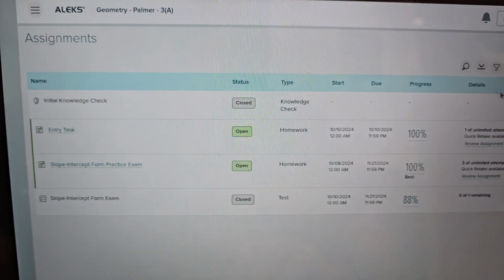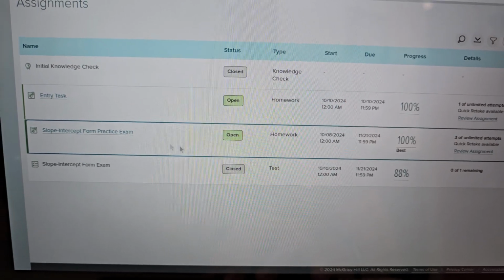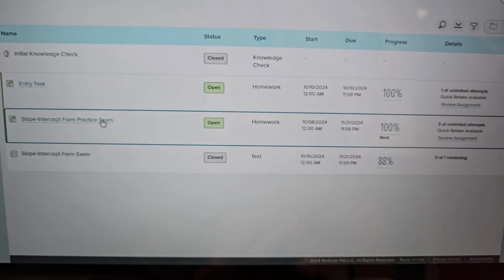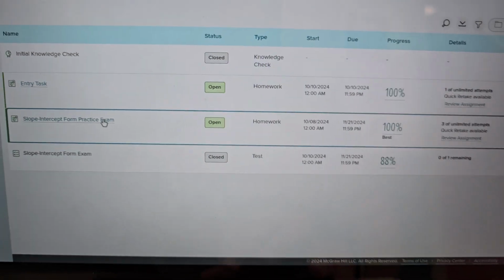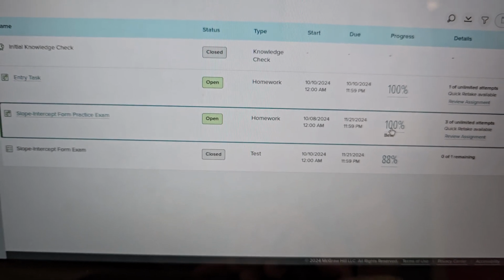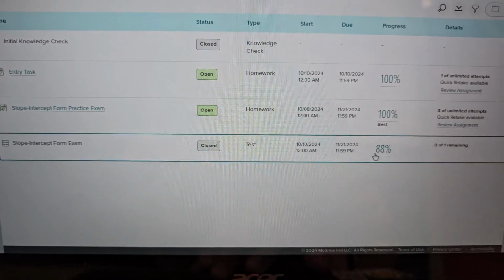So the student experience in the case of a test would be that what we've done is set up a practice exam here. This is for a geometry class talking about slope-intercept form. And you can see the student has done that. It's 12 questions long and they've scored 100%. Then today we gave the actual exam and the student scored 88%.